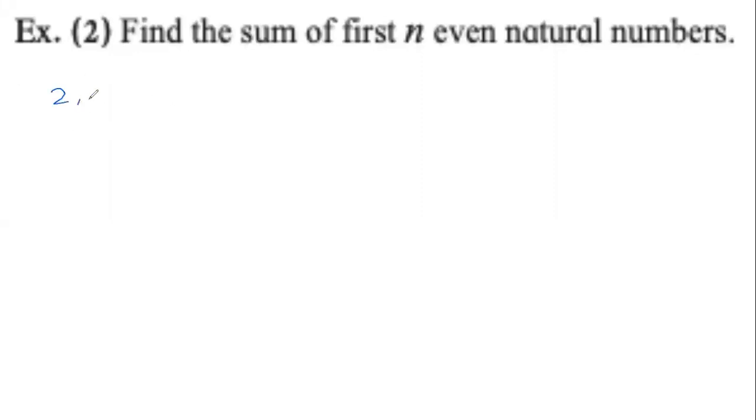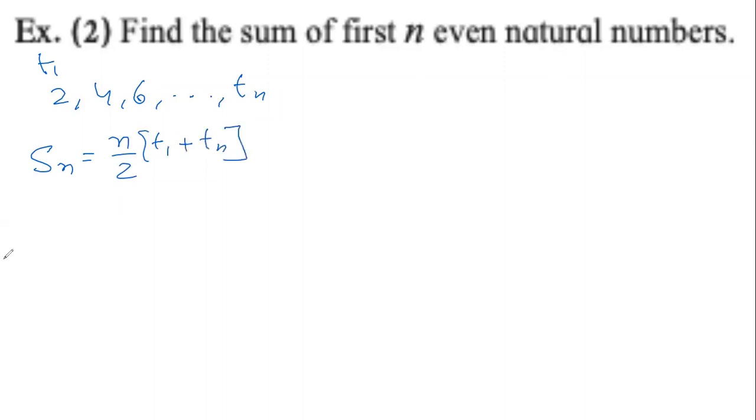The even numbers are starting with 2, 4, 6, and they go on, say till Tn. So our T1 is 2. Now if we have to take the sum, using the third formula, it is n by 2, first term plus last term. Here we know that the first term is 2. We know that the last term will be 2 into n.